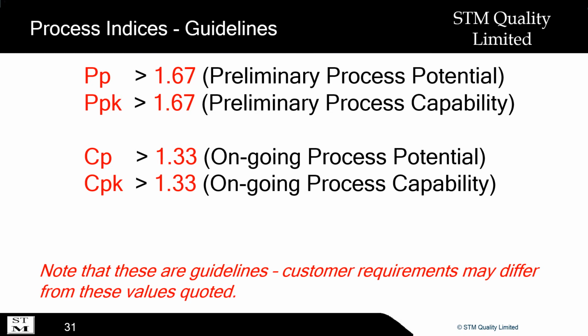There are some guidelines for process indices. PP should be greater than 1.67, as so should PPK. CP and CPK should be greater than 1.33. Note that these values are guidelines. Customer requirements may differ from these values quoted.